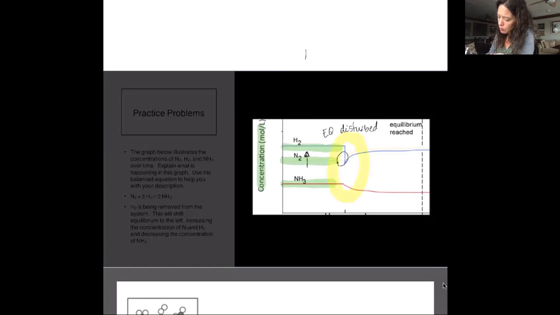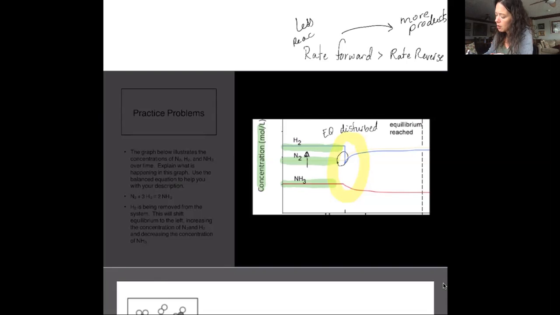That would cause the rate of the forward to do what? It would now be greater than the rate of the reverse. We talked about this because we would have more reactants to collide, so we'd have a greater likelihood of successful collision, so we'd have a greater rate, and we would need to reestablish equilibrium because we just messed it up, right? So notice that what we need is to make more products at the expense of our reactants. Let's see if that's what happens in our graph.